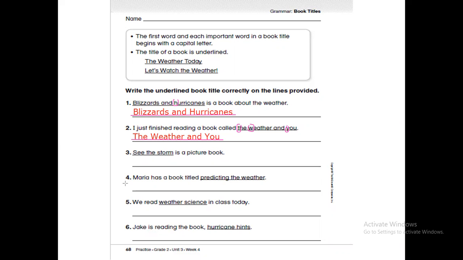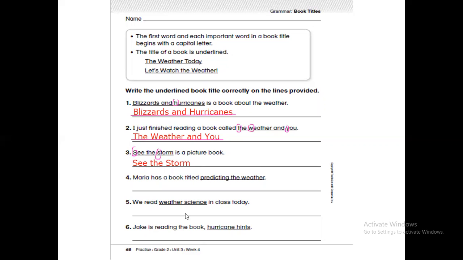Underline it. See the Storm is a picture book. So, See the Storm is the title of the book. We're going to capitalize See. The? No, we will not capitalize that because it's an article. It's a small word. We're going to capitalize storm. See the Storm.